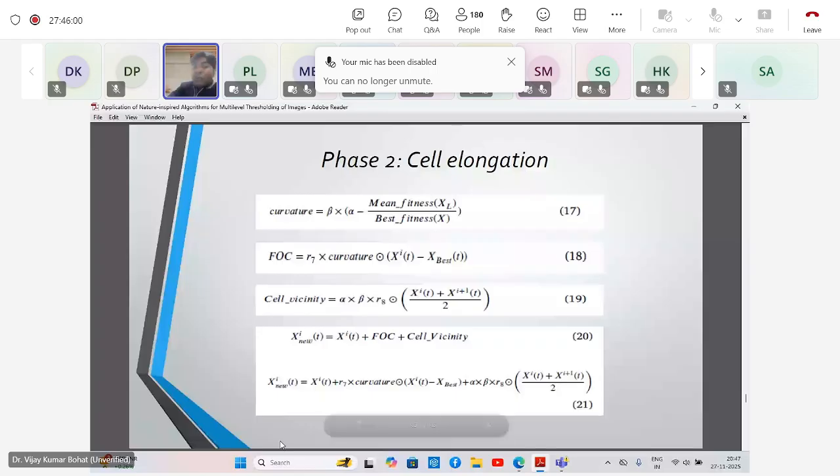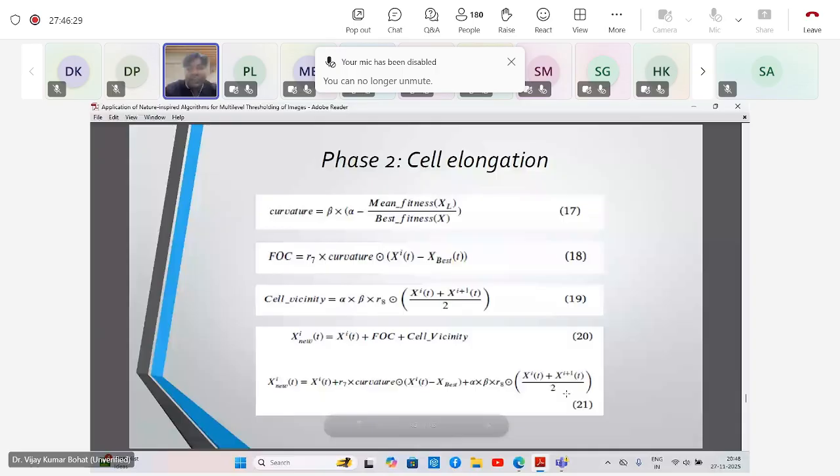Okay, so overall, what we can say, initially we are going to have 10 cells. So after phase 1, 10 cells will result in 20 more cells, 30 cells. And after phase 2, those 10 cells will generate 10 more cells. So total 40 cells will be there after phase 1 and phase 2. And then we calculate the fitness and we consider the best 10 cells in the next iteration. We keep the best 10 cells.